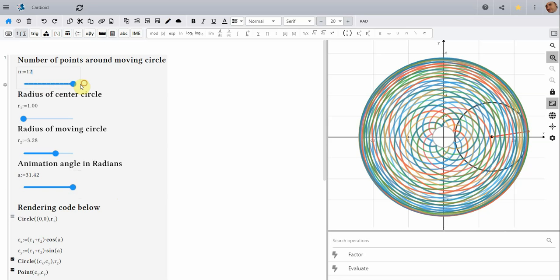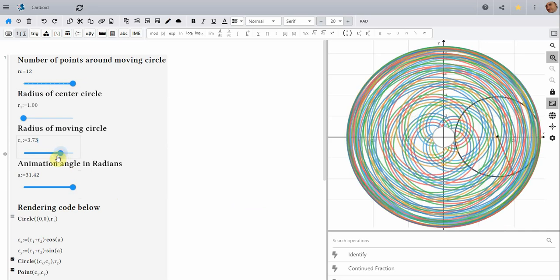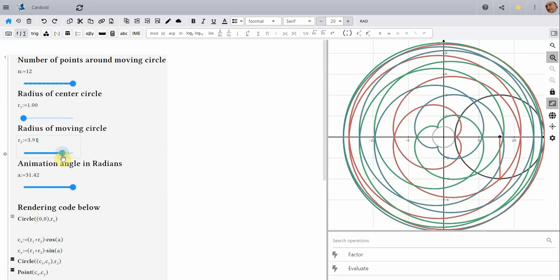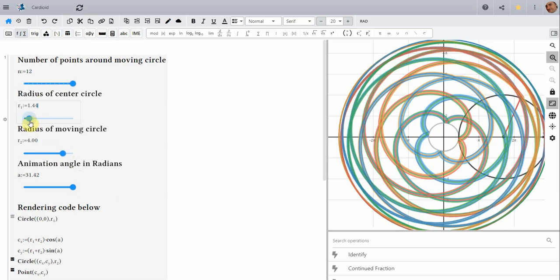And we can crank this up to 12 if we like, and we get these flower type shapes coming up. And as we change the radiuses, we see interesting patterns coming up depending on what the ratios are between the inner radius and the outer radius of these two circles.